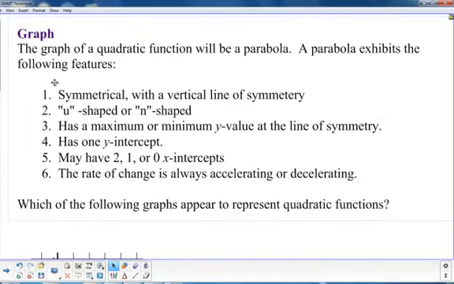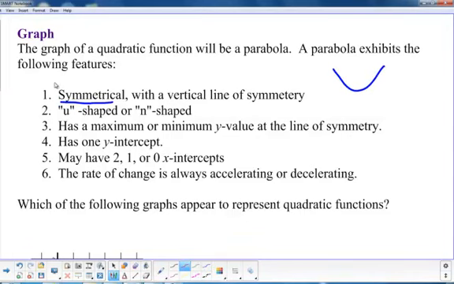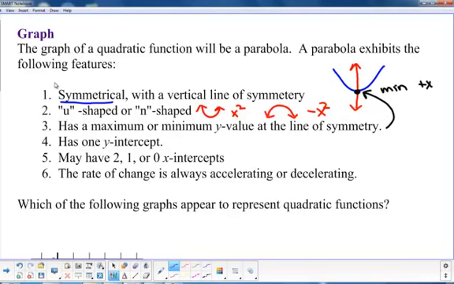So to know something's a parabola, it needs to have symmetry. That means there's a mirror image. So when you have your curve, you can draw that mirror image line. It's either a smile for a positive x squared or an arc for a negative x squared. The vertex point right here is either going to be a minimum if it looks like a smile for a positive x squared. And if you have a negative x squared, the vertex is going to be a maximum.